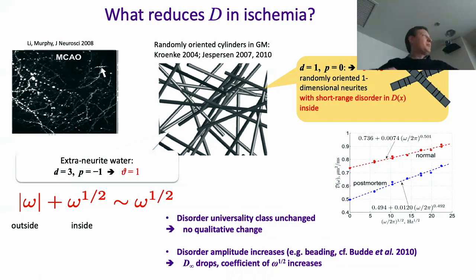The disorder amplitude means your long-time diffusion coefficient will drop, but theoretically it also means that the coefficient in front of root omega will become stronger, because that comes from the actual disorder. So that's again compatible with it. Also, question here. So, yes.